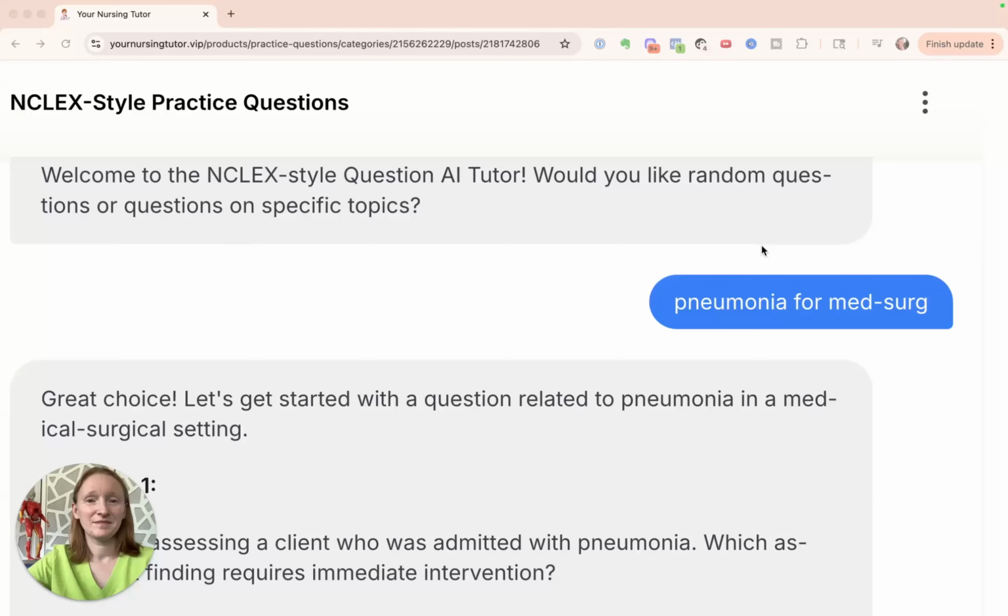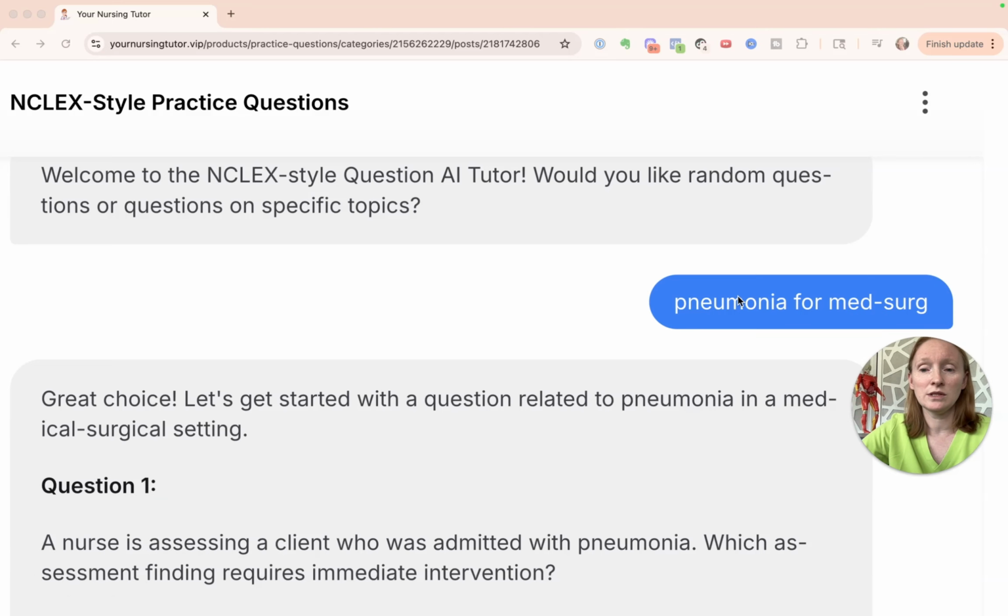So let's get started. If this is your first time doing practice NCLEX questions with me, I use my NCLEX style question AI tutor, which is a chatbot that I programmed myself to use best practices of NCLEX style questions, including making sure they're at the appropriate level of Bloom's taxonomy so that they're going to match what you see on your nursing exams and NCLEX. I told it I want pneumonia for med-surg topics, so let's see.